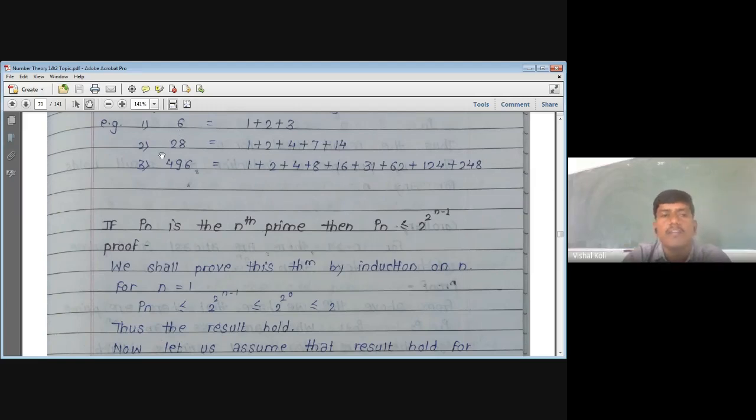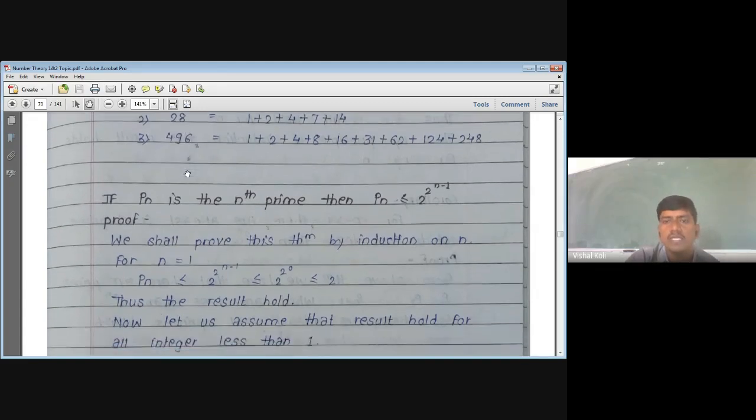28 is a perfect number. Similarly 496 is again a perfect number, which is nothing but 1 plus 2 plus 4 plus 8 plus 16 plus 31 plus 62 plus 124 plus 248. Here we have excluded the positive divisor 496, and its sum is nothing but 496. Therefore 496 is a perfect number.